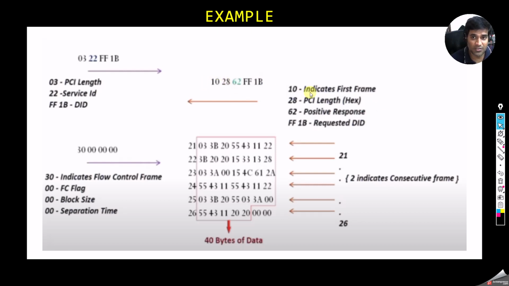So 10 indicates the first frame, then 028 is our total length. So the first nibble plus the total 12 bits is basically the PCI control byte. Then 62 is the positive response, then FF1B is the requested DID. This is the way we are sending the response. Then we will get the flow control, and then we will send the consecutive frame as well.